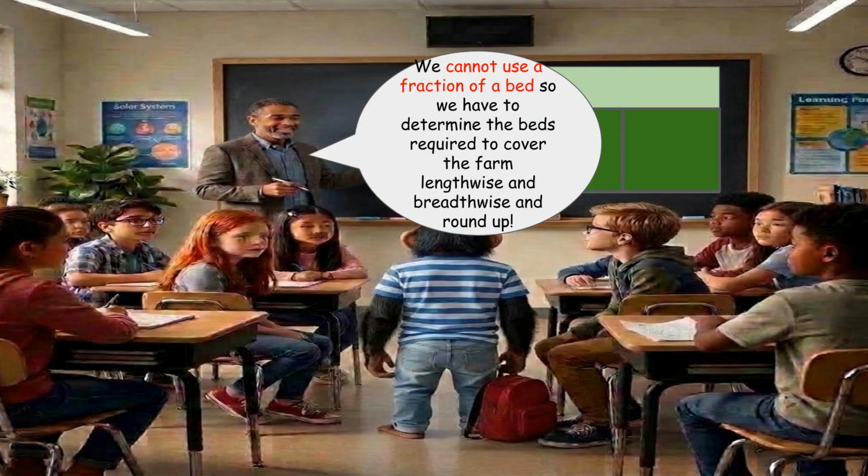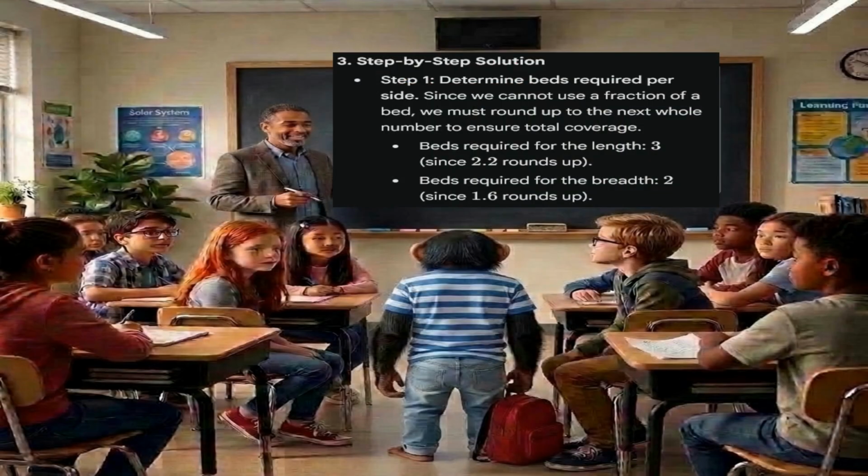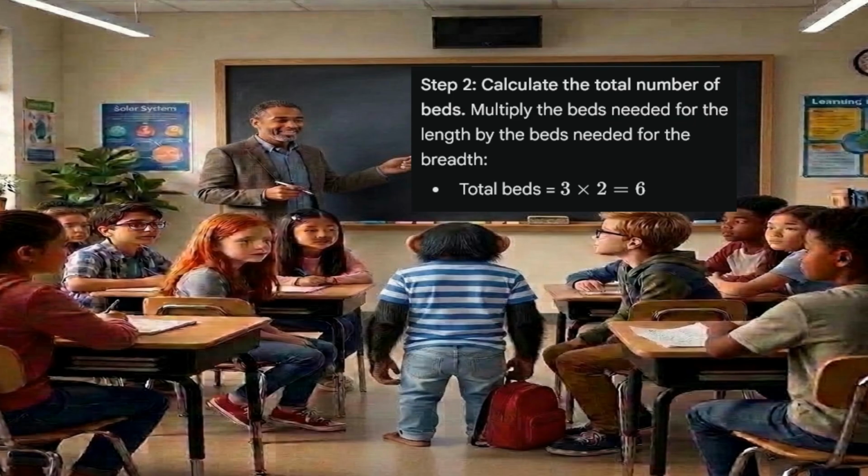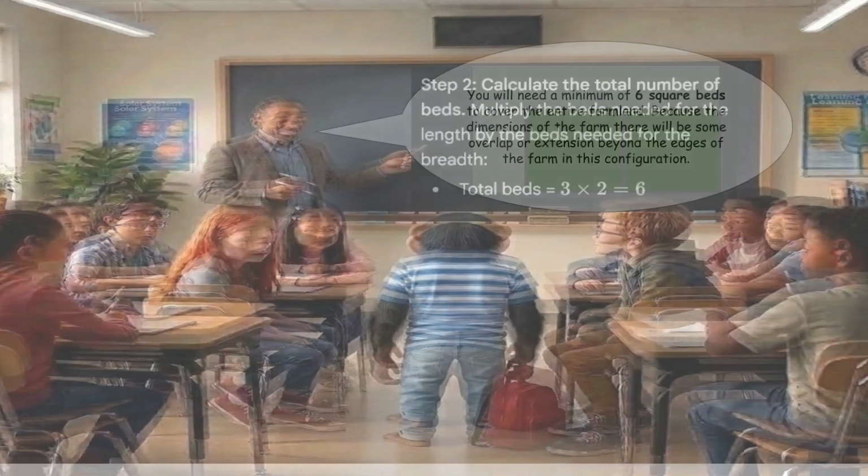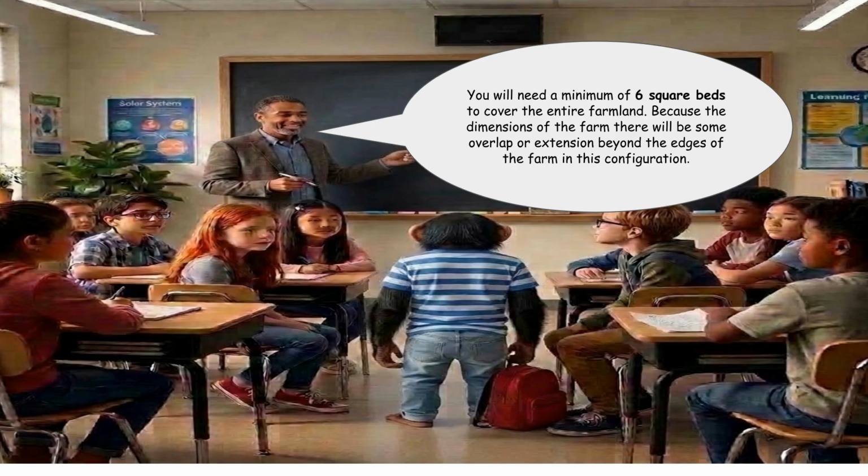However, we cannot use a fraction of a bed. We must determine the beds required to cover the farm lengthwise and breadthwise, and then round up to the nearest whole number. Following our step-by-step solution, we round up 2.2 to 3 beds for the length and 1.6 to 2 beds for the breadth, ensuring total coverage. For the final step, calculate the total number of beds by multiplying the beds needed for the length by the beds needed for the breadth, which is 3 times 2, equaling 6. You will need a minimum of 6 square beds.